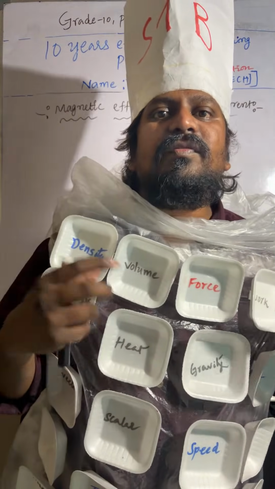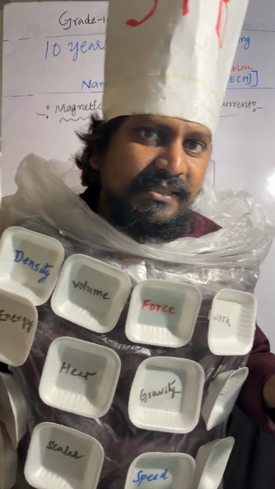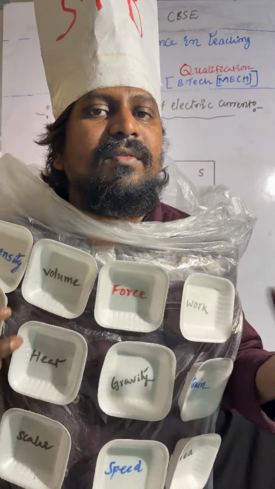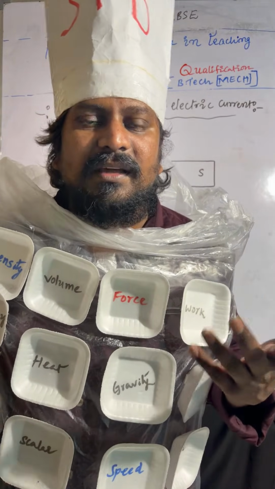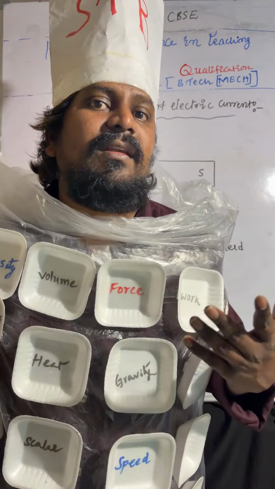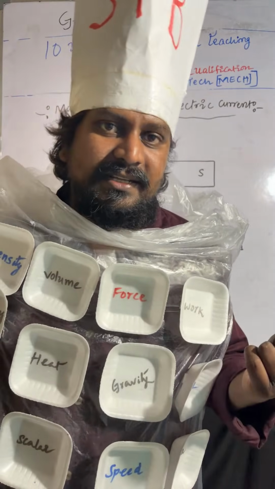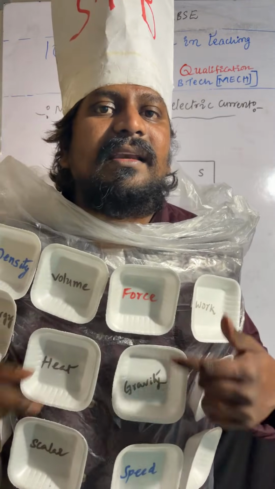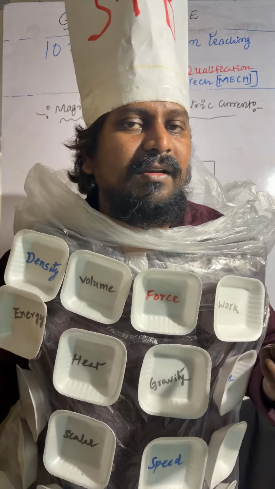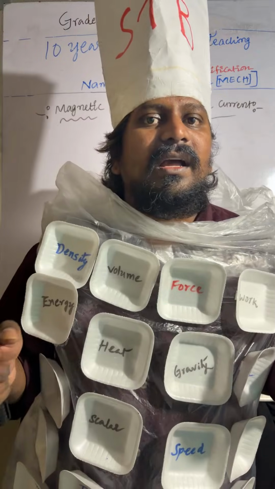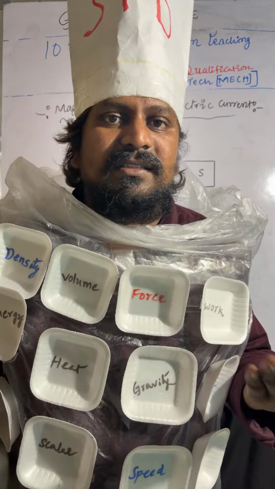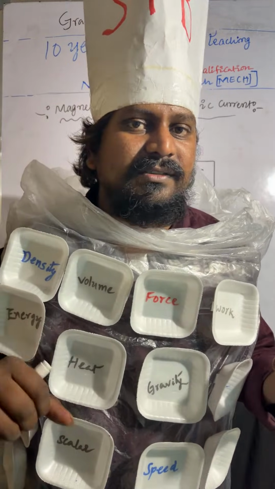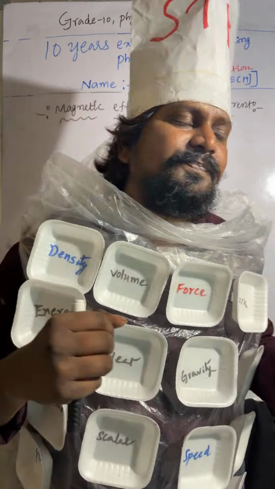The magnetic field will be in the form of field lines. Around the bar magnet, a magnetic field will be there, we know that. But how will it be in the form of magnetic field lines? Around the bar magnet, the magnetic field will be in the form of field lines. Okay, that's good. Correct. Next one.